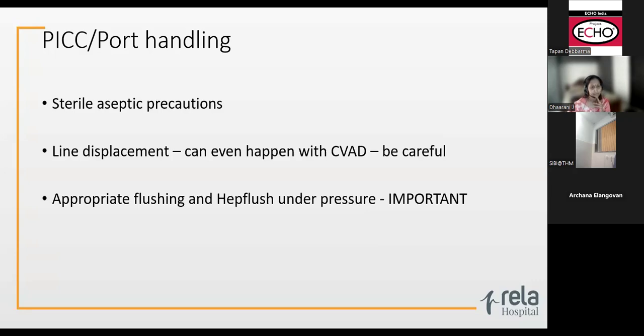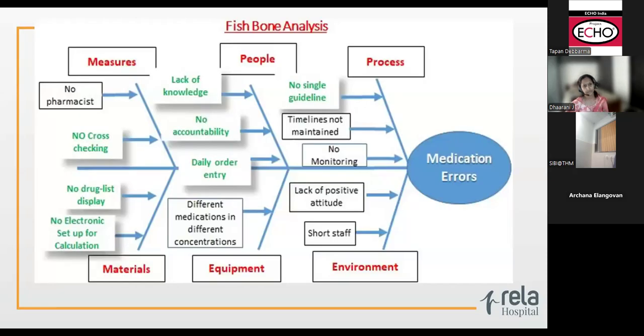Then, in case of medication errors, if there is no pharmacist, some lack of knowledge, no single guidelines, no cross checking, no accountability, timelines not maintained, no drug list display, no daily order entry, no monitoring, no electronic setup for calculations, different medications in different consultations, lack of positive attitude, and short staff, this leads to medication errors.